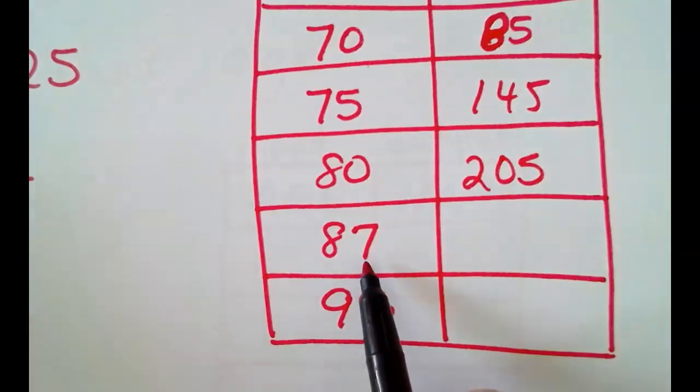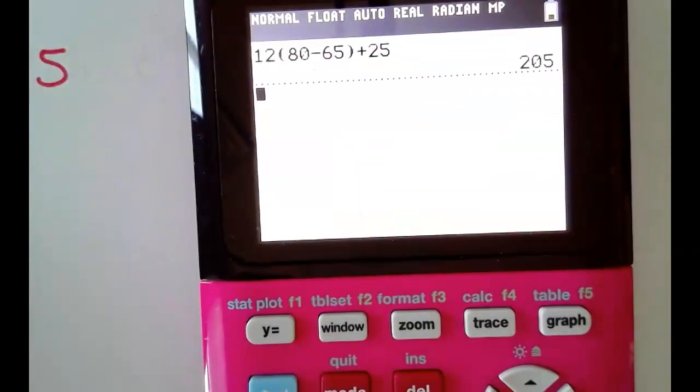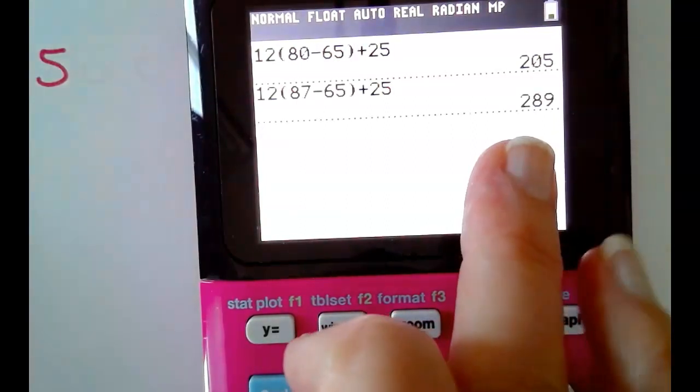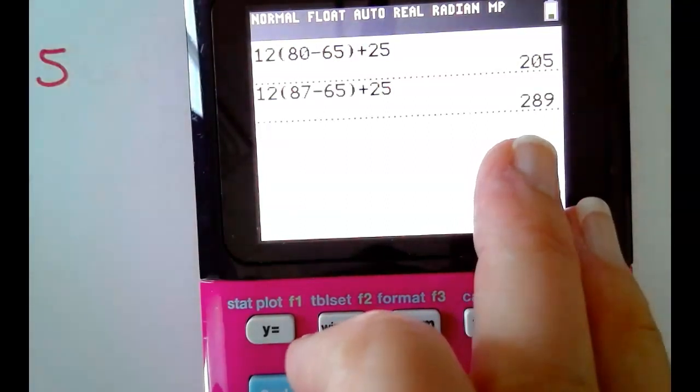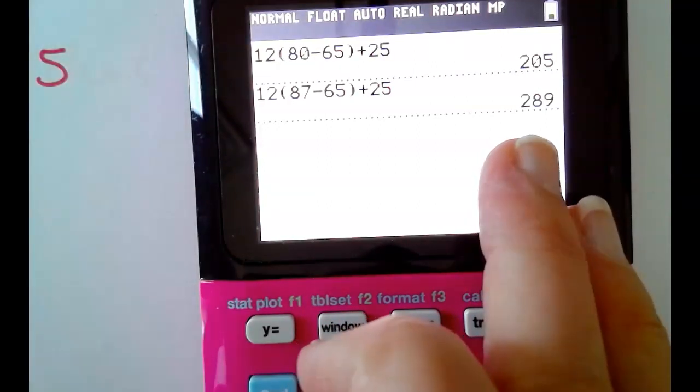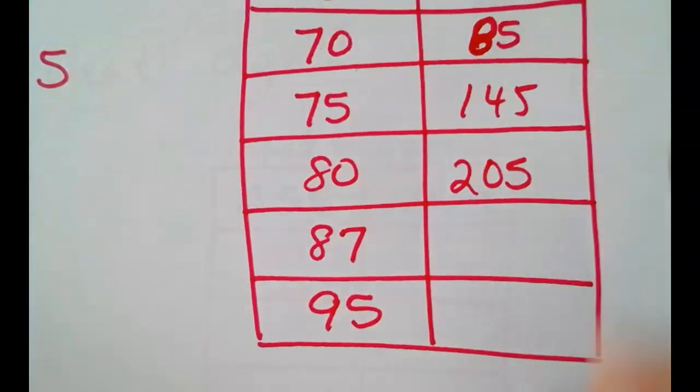What's going to happen if we go up to 87? It's going to be more than 60. Let's plug in 87. 12 times 87 minus 65 plus 25, 289. But I do want to reiterate the point. It's not going anywhere else except that one number. We only get one thing when we plug in one input.